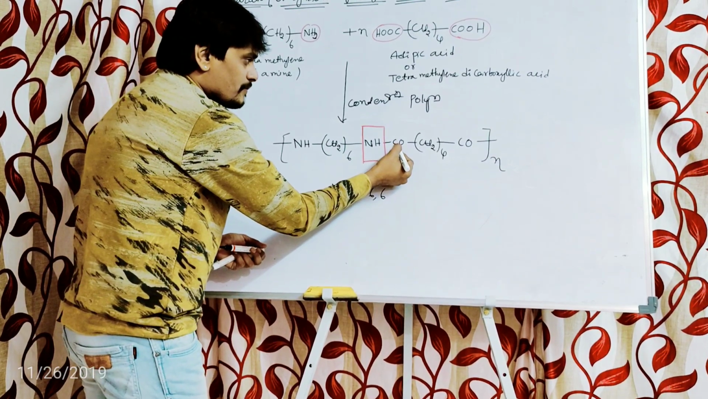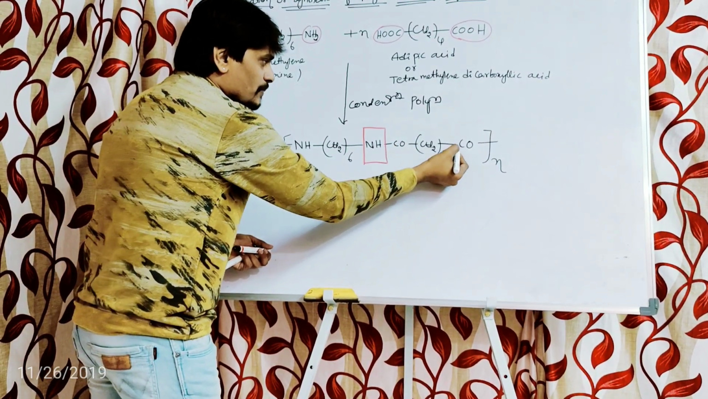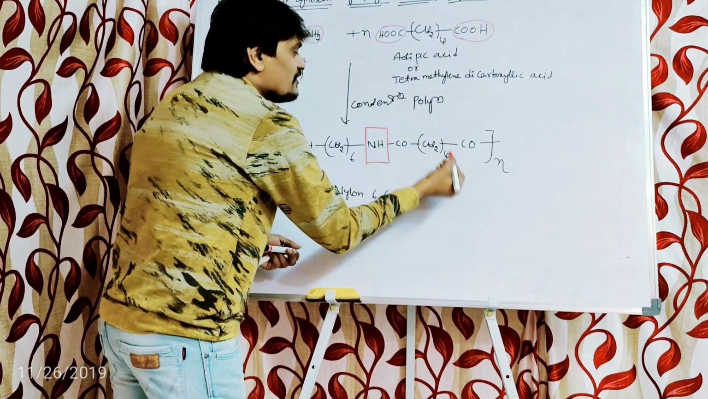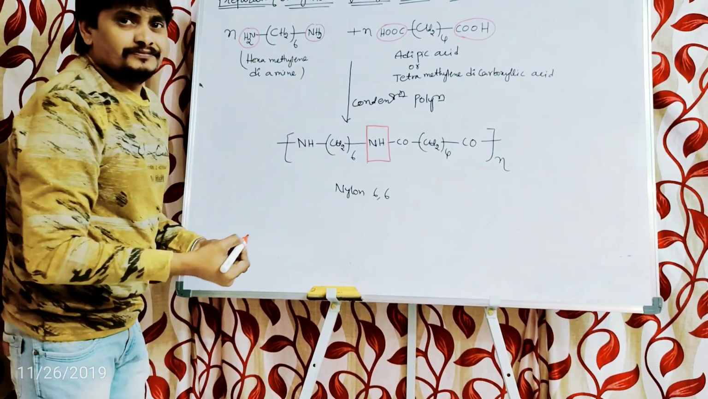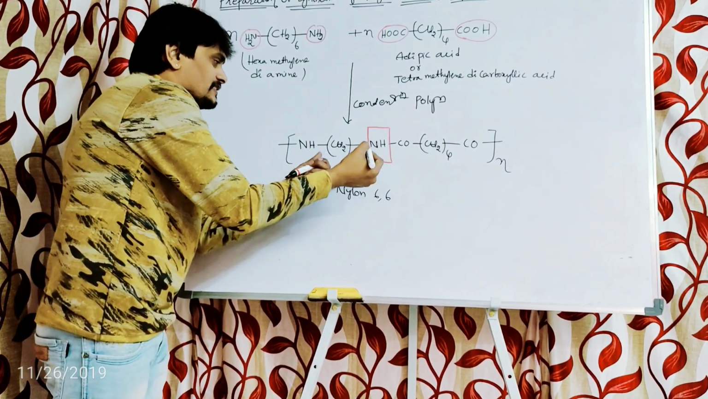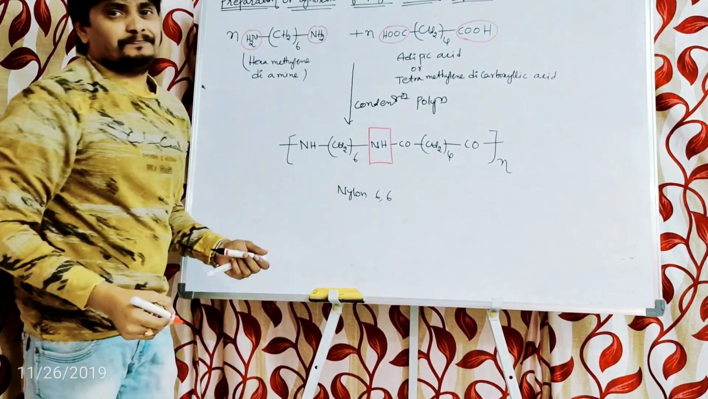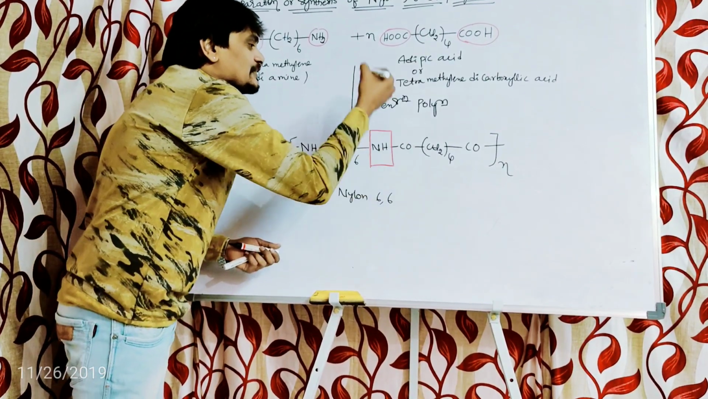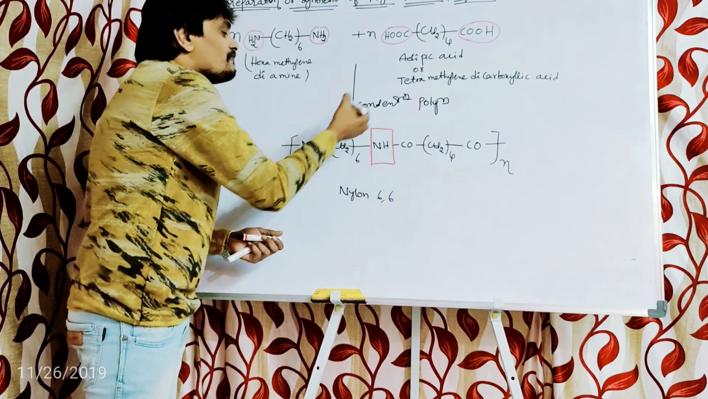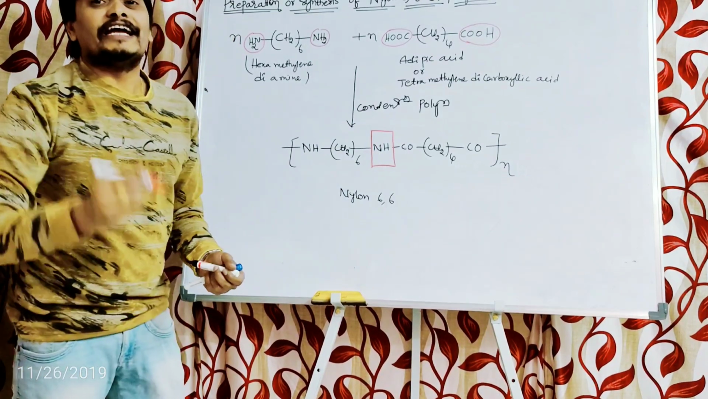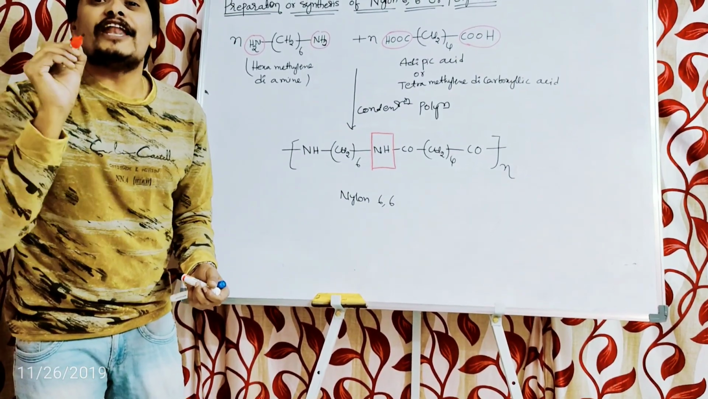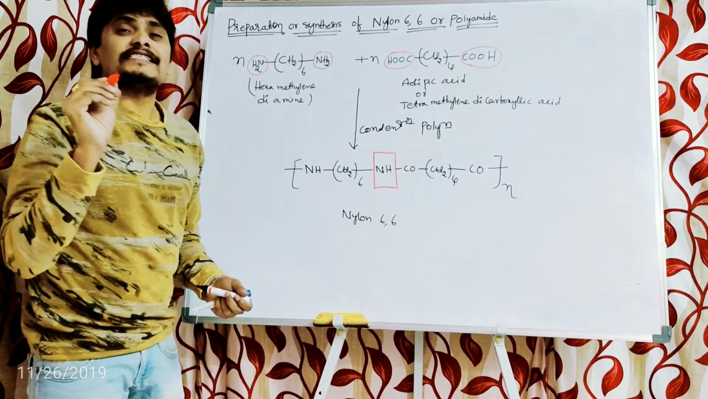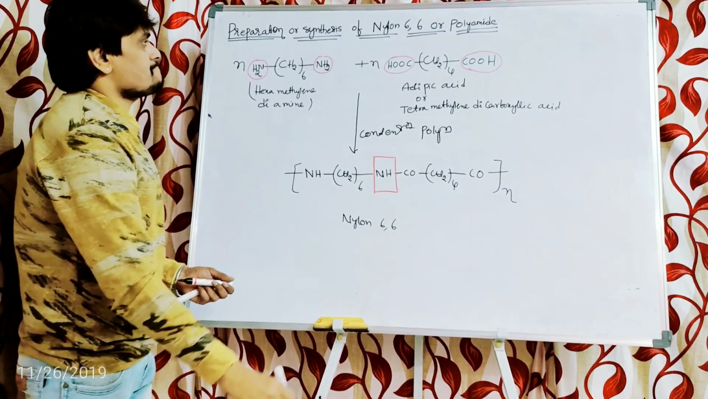1 plus 4 plus 1. Totally 6 carbons are there on the right side with respect to NH. And on the left side, 6 carbons are there. So since with respect to NH on the right side 6 carbons are there and on the left side 6 carbons are there, it is so called nylon 6,6.